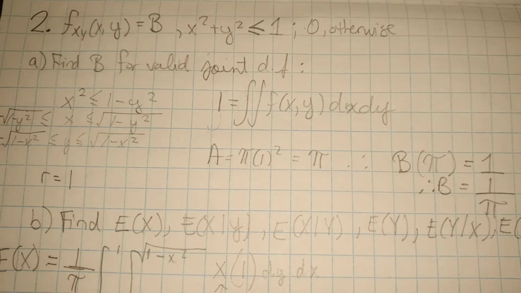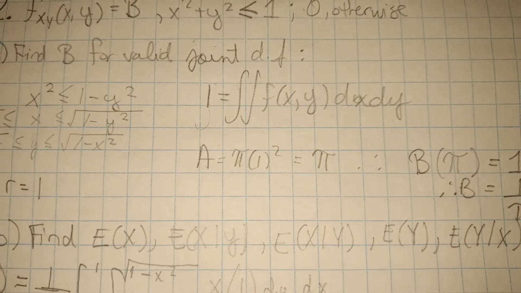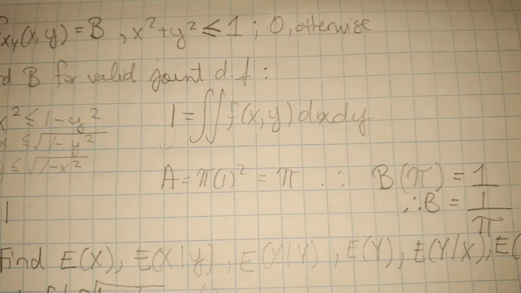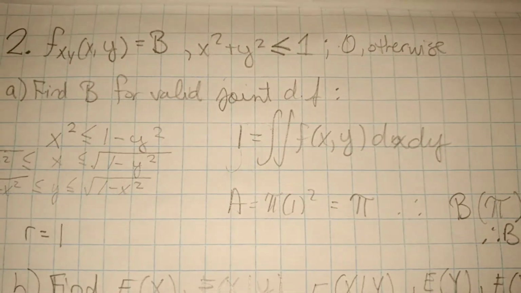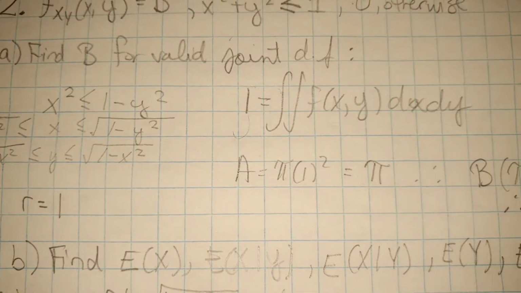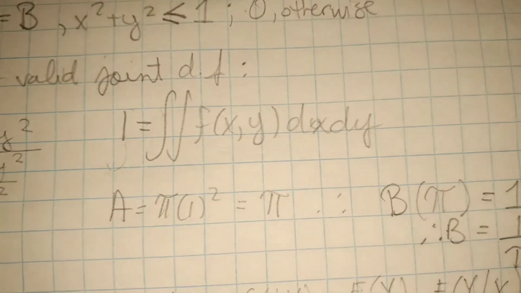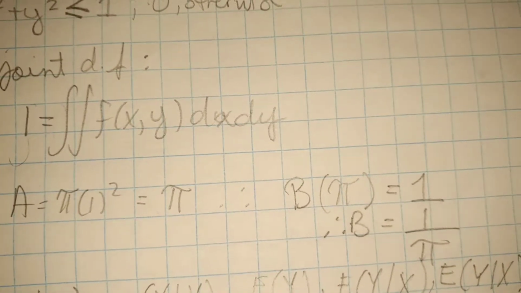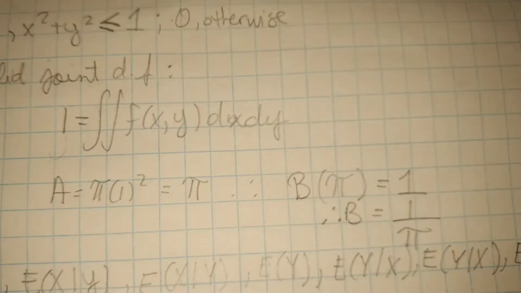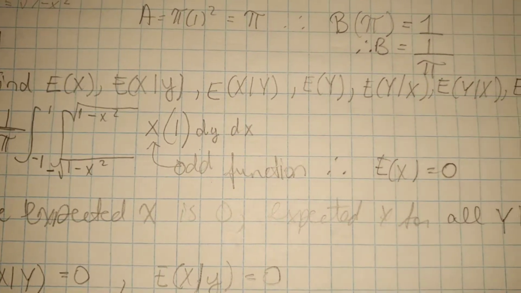Similar to question 1, we set up the double integral of f(x,y) dx dy, and this should be equal to 1. But because x squared plus y squared is a circle, we can take a shortcut and just calculate the area of that circle. We know the radius is 1, which means the area is pi times 1 squared, or pi. So b times pi is equal to 1, or b is equal to 1 over pi.